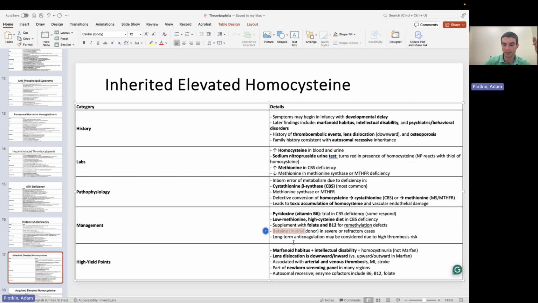So some high yield points, again, remember, homocystinuria will have the marfanoid habitus, intellectual disability, with lens dislocation down and in, okay, versus up and out in Marfan. It's associated with arterial and venous thrombosis, MI, stroke. It's part of the newborn screening pattern in many regions. And then I'll talk about B6, B12, and folate on the next slide.